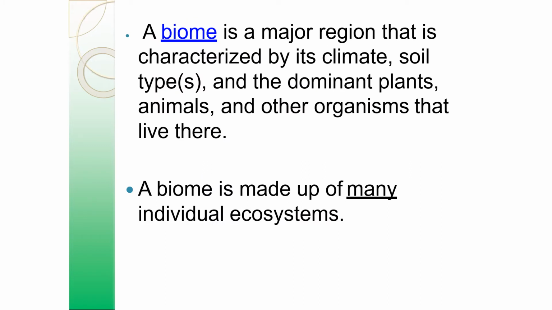Students, I would like to tell you what a biome is. A biome is a major region that is characterized by its climate, soil type, and the dominant plants, animals, and other organisms that live there. So we can also say that a biome is made up of many individual ecosystems.